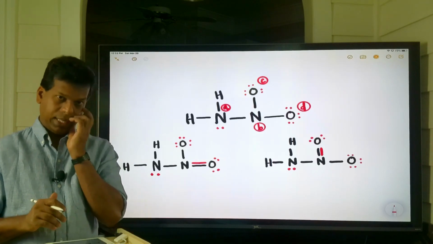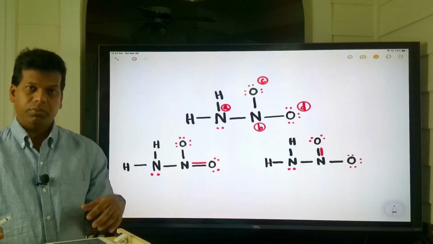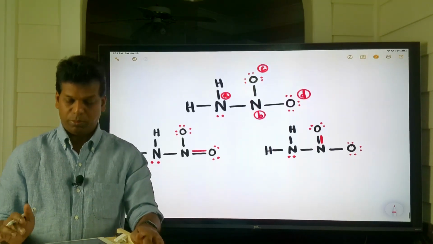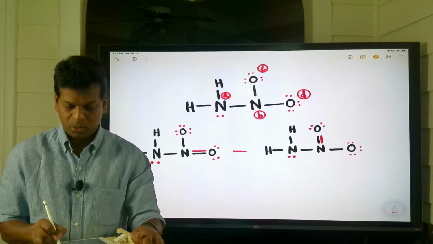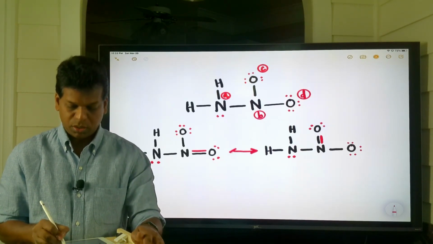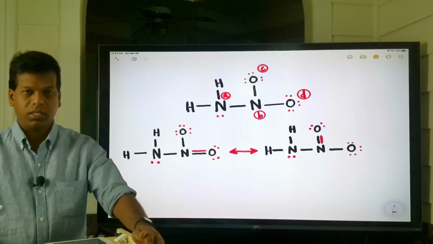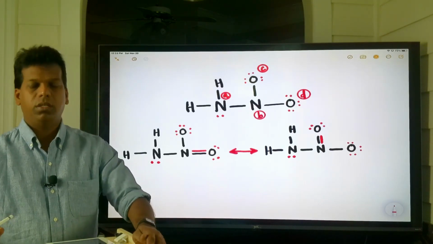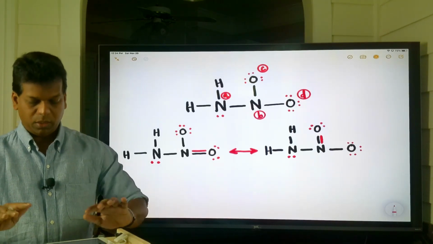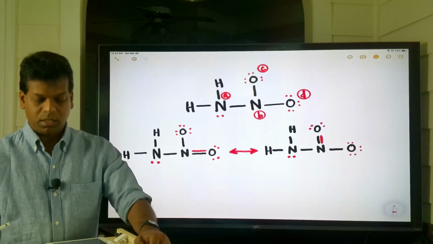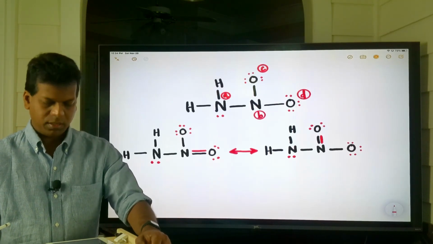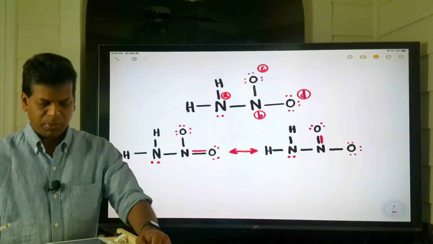Now you can see that we just moved the double bond. We created the double bond somewhere else. So you can see that these 2 are resonance structures. The skeletal structure is the same, only the electron distribution is different. So now we have created 2 resonance structures. Can we make any more? I guess we can make another one.